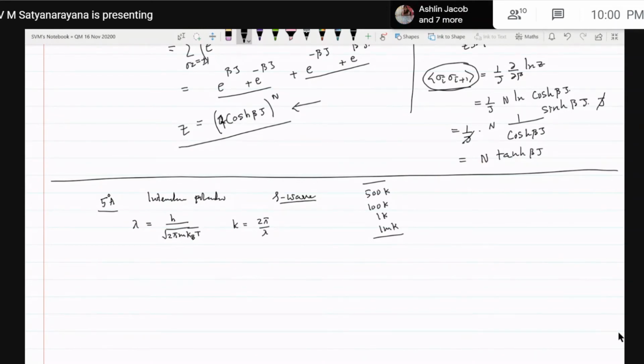Okay. So this is your a. So now this ka has to be much smaller than 1 for S wave scattering. ka actually should go to 0. So for which temperature that happens, that we have to calculate. Okay, so maybe you can calculate that.